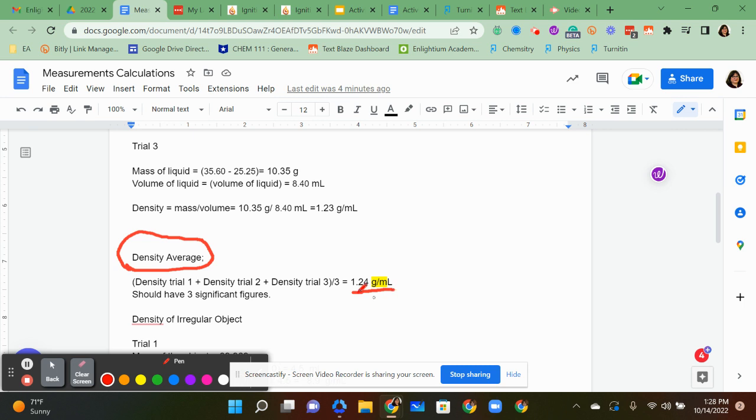Pay attention to this. You're dividing by 3, but the 3 is a nominal number, so you don't count that for significant figures. I really hope that this is going to help you and you're going to be able to complete the lab. But please, if you have any questions, please make sure that you reach out.